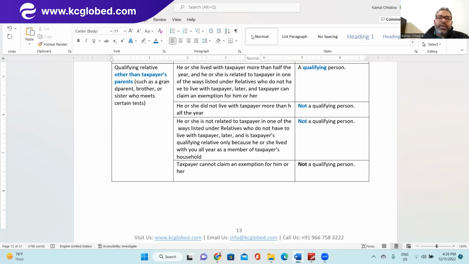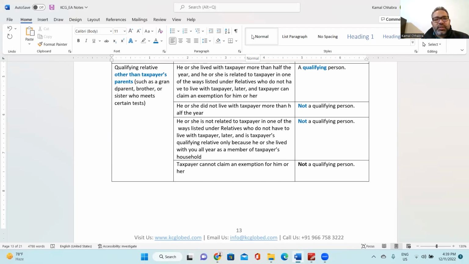The second point is, if he or she did not live with the taxpayer, that means the brother, sister, grandparent, or any other relative who falls under the relative definition, does not live with you for more than half of the year, then that person would not be considered a dependent on you. Then that person is not a qualifying person to help you claim your filing status as head of household, right?